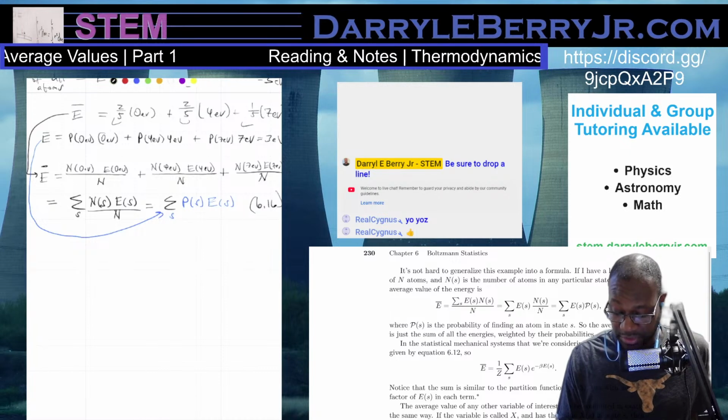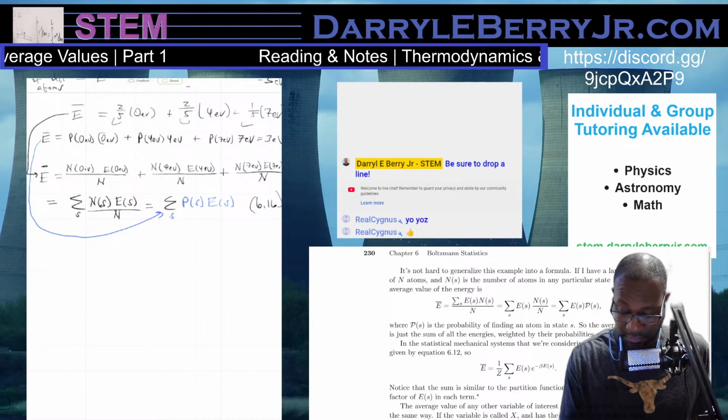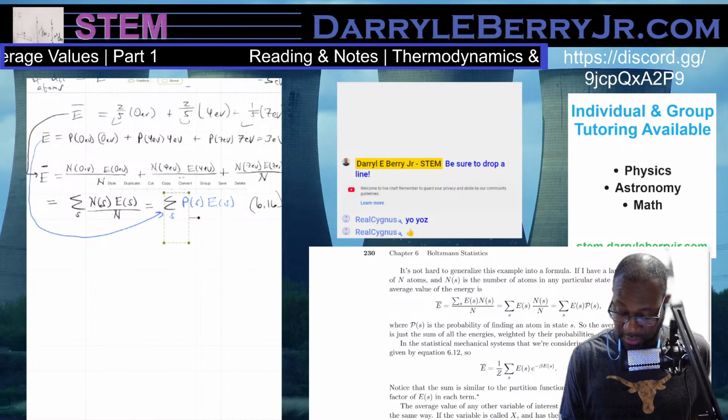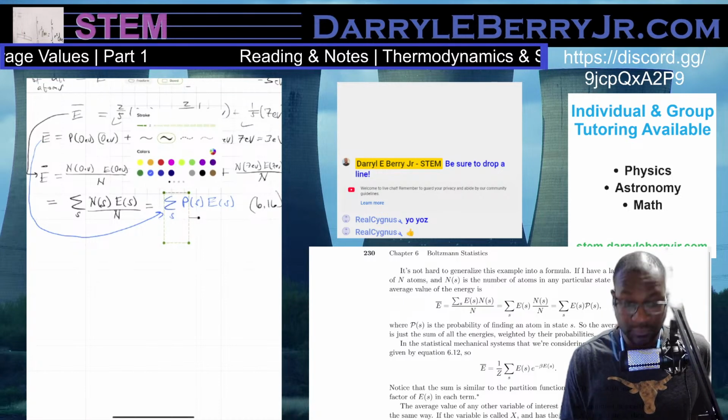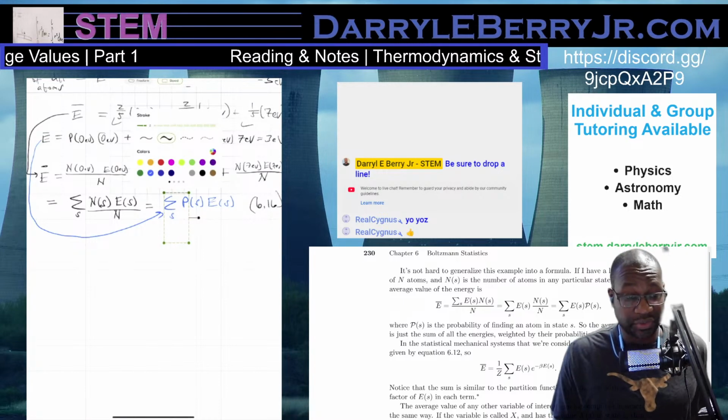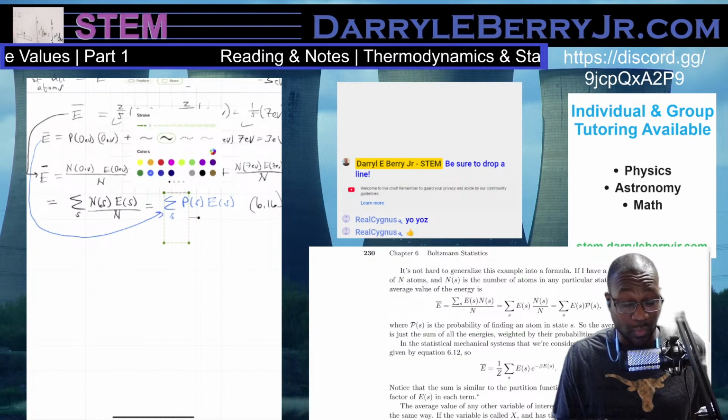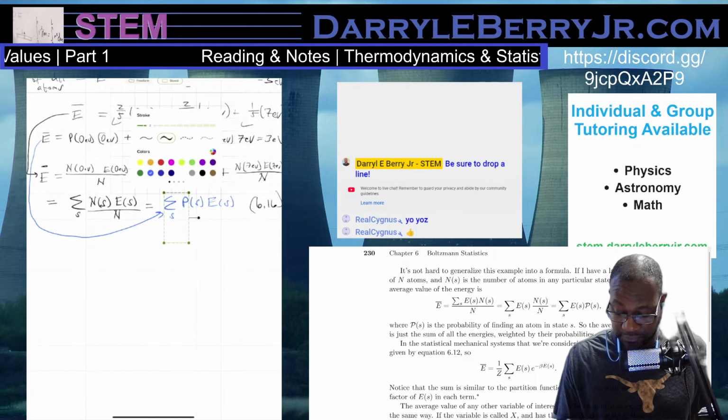So the average energy, and I'll make this one blue as well. So the average energy is just the sum of all the energies weighted by their probabilities, right? Simple enough.